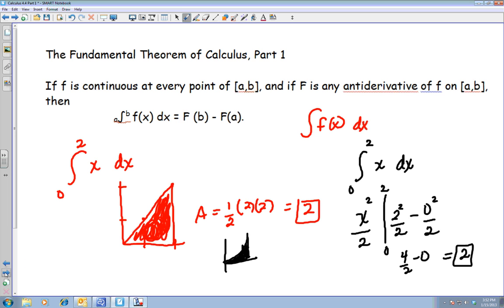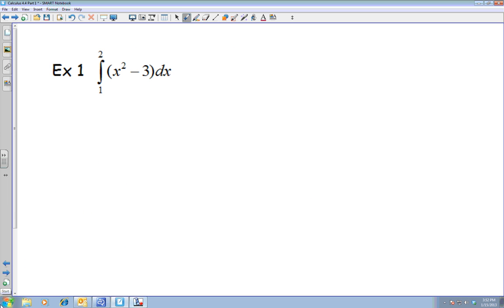So let's do example 1. You might write small because I didn't leave a lot of room for you. So example 1, x squared minus 3, and I'm going from 1 to 2. If I did graph this, this would be a parabola shifted down 3 units from 1 to 2, so it's not going to be a nice, neat geometric shape. So let's find the antiderivative. This is going to be x to the third over 3, because I add 1 to the exponent, divide by my new exponent, minus the antiderivative of 3 is 3x.